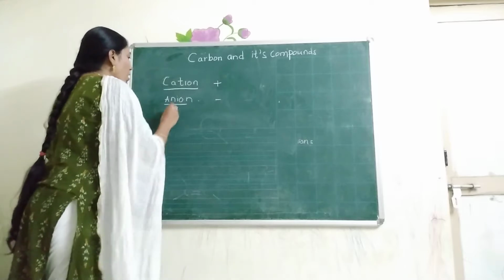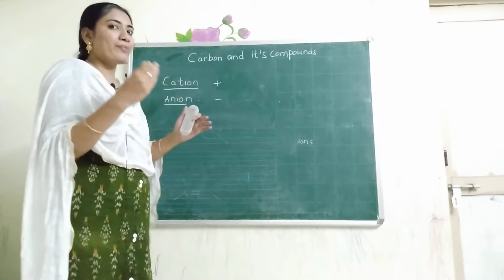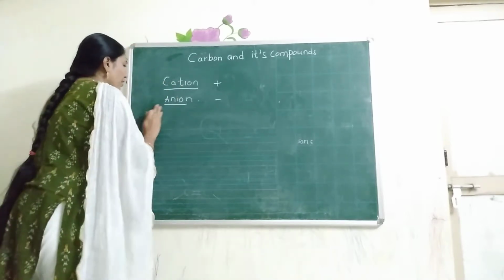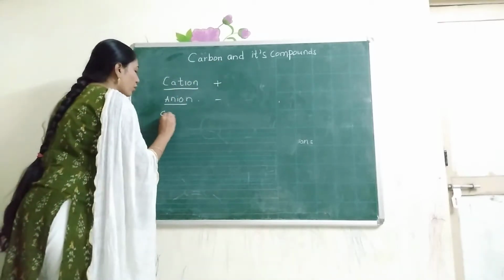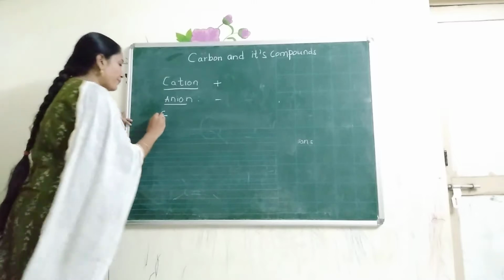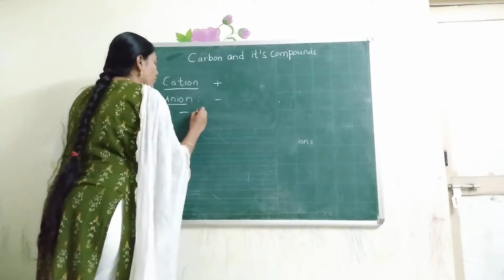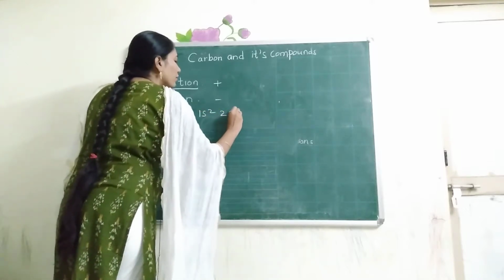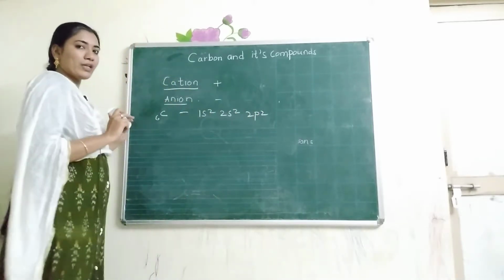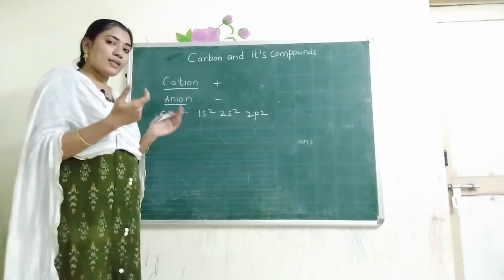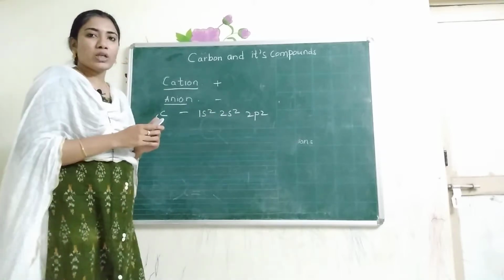Okay. For example, if we want to form a cation from a neutral atom, since we are discussing carbon and its compounds, I am taking the example of carbon here. What is the atomic number of carbon? 6. Can you write the electronic configuration of carbon? Yes, we can write it. It is 1s2, 2s2, 2p2: 2 plus 2 is 4, 4 plus 2 is 6. How many electrons are there? 6 protons and 6 electrons are present in carbon. Okay, this is the electronic configuration of carbon.